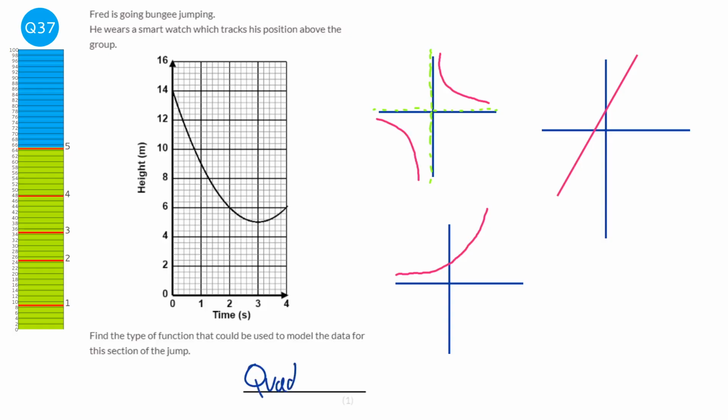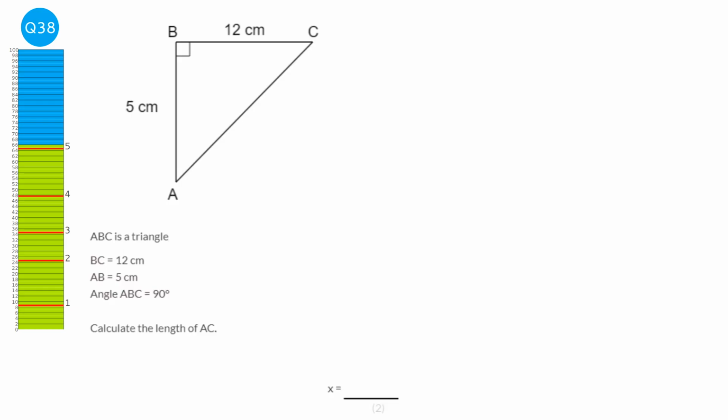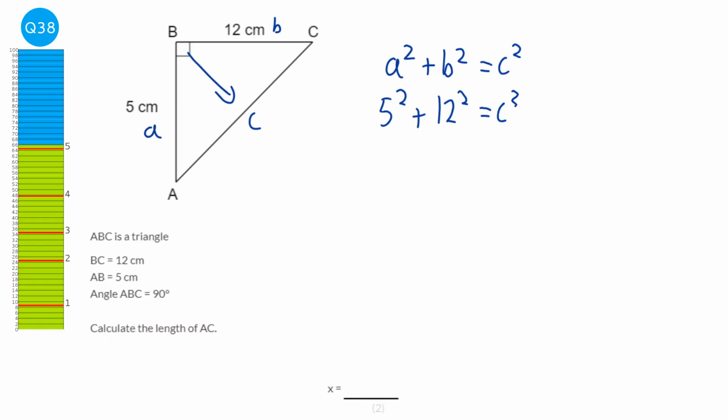So quadratic function. So Pythagoras says that a squared plus b squared equals c squared, and the c is the one opposite the right angle. So I'm going to label this a and b, so it would be 5 squared plus 12 squared equals c squared, 25 plus 144 is equal to c squared, and then 25 plus 144 is 169.